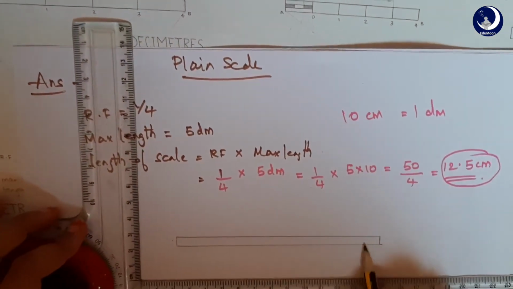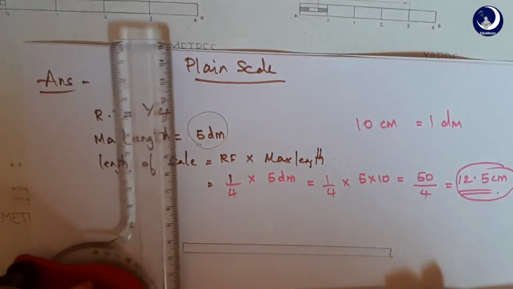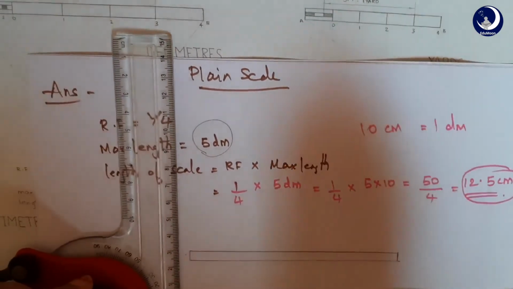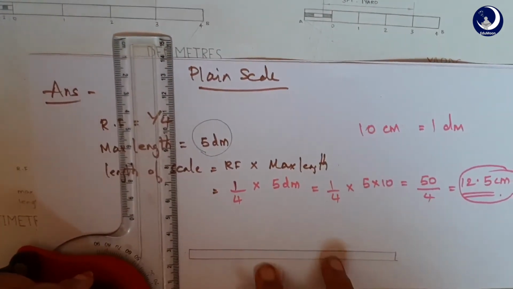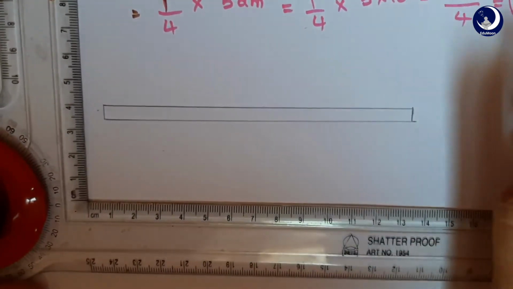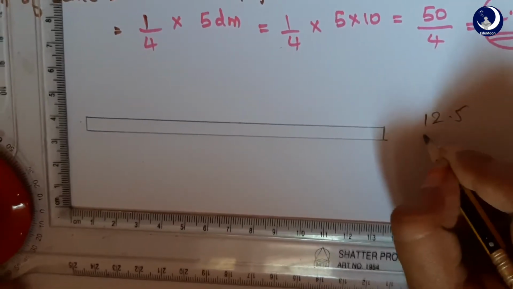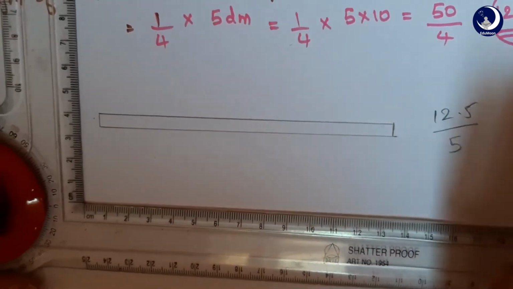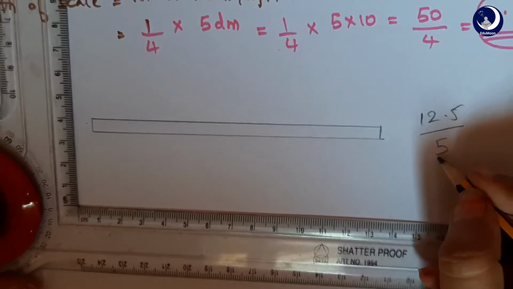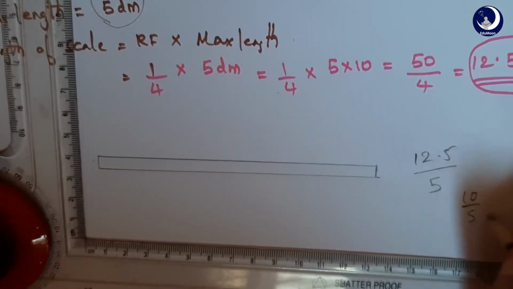Now we need to divide this into 5 parts. So in order to do that, we are going to use the concept of dividing a line into equal parts. We need to divide 12.5 into 5 parts. So it is going to be complicated. So let us choose a number that is easily divisible by 5. That is 10. So 10/5 equals 2.